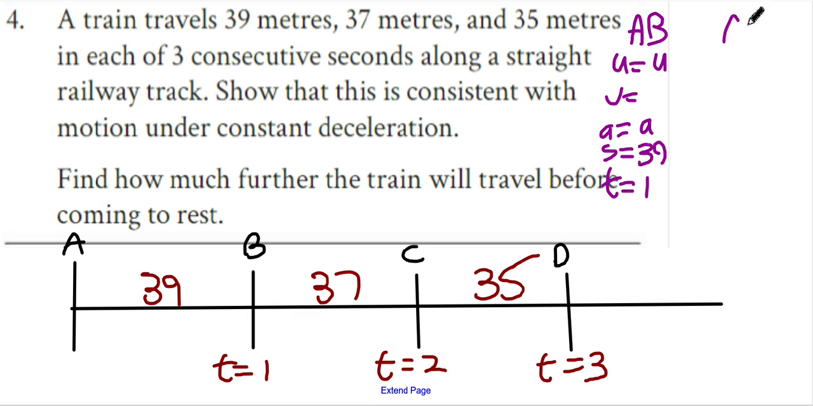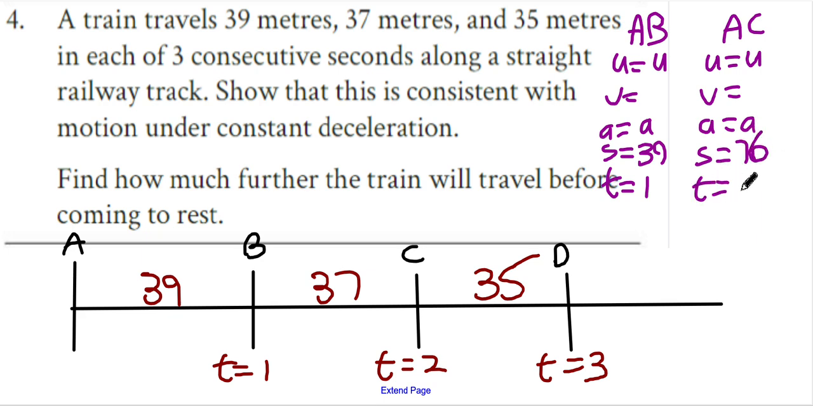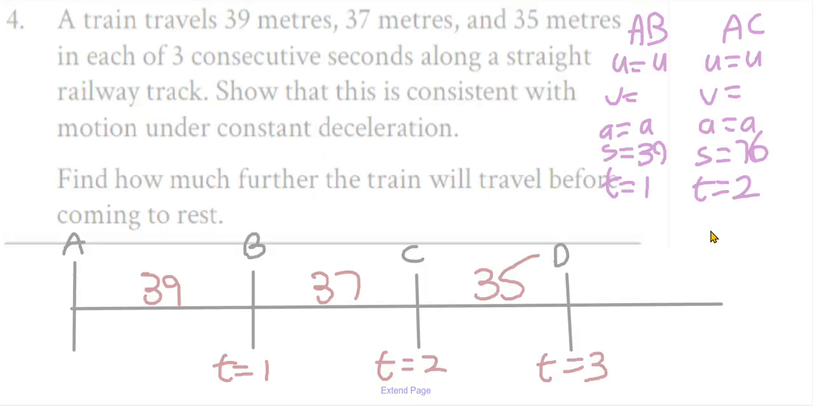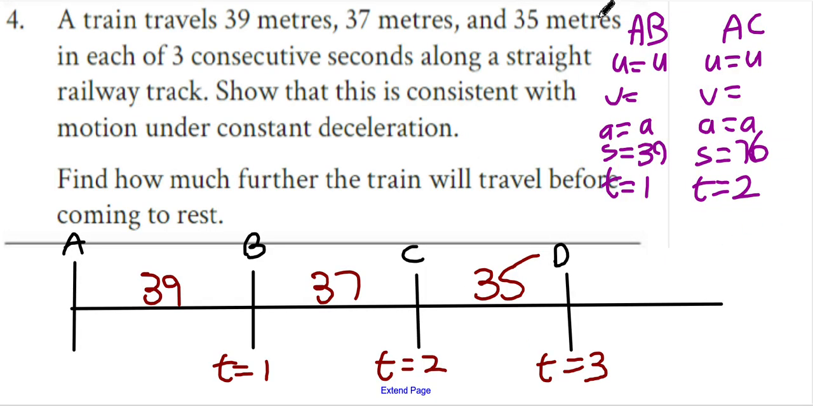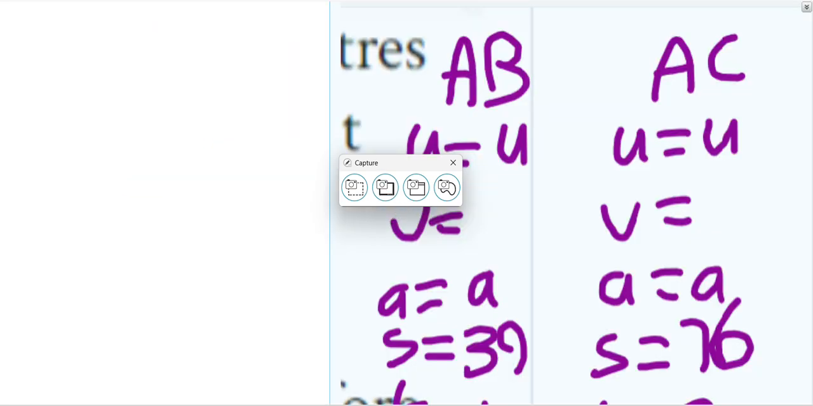Then you go A to C. You go u equals u, v equals we don't know, a equals a, s equals what, guys? 2. s. Sorry, s is 37. It's not. It's 76. And then my t value is 2. I'm then going to get these two data sets together, and I'm going to use simultaneous equations to find out the value of u and a.